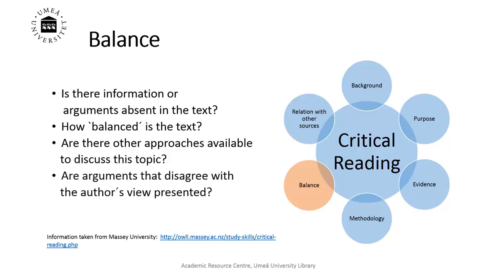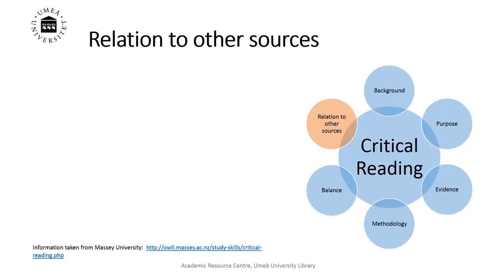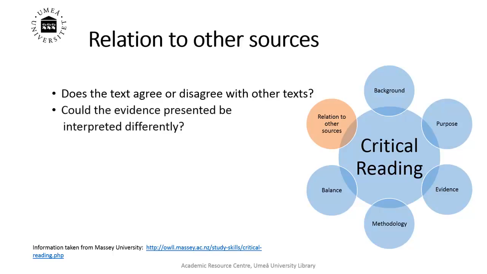Are arguments that disagree with the author's view presented? One characteristic of a strong argument is that it introduces opposing arguments and disputes them. Do you know of any opposing arguments that were not introduced in the text? The last feature to assess is the relation of the text to other sources. Does the text agree or disagree with other texts? If the text disagrees with other sources, it might not be accurate. The argument might also be disputable or addressed from a different angle.